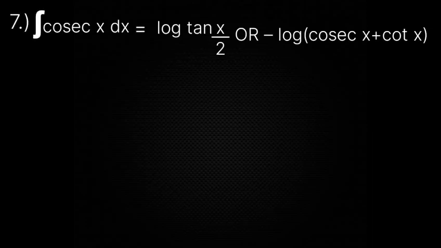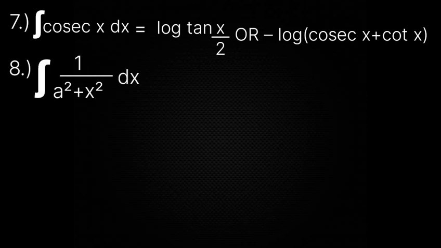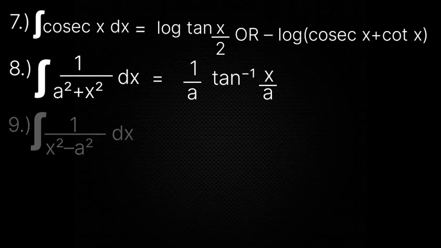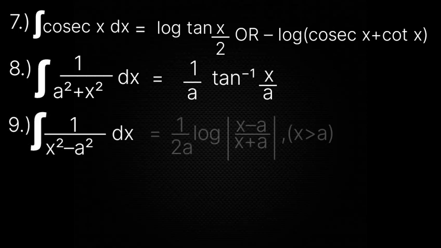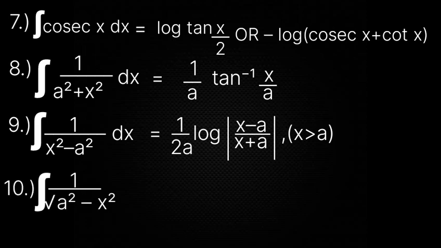Now let's look at inverse trigonometric and special algebraic forms. The integral of 1 over a squared plus x squared gives us 1 over a times inverse tangent of x over a. If we have 1 over x squared minus a squared, it integrates to 1 over 2a times log of x minus a over x plus a. When dealing with square roots in the denominator, 1 over the square root of a squared minus x squared becomes inverse sine of x over a.